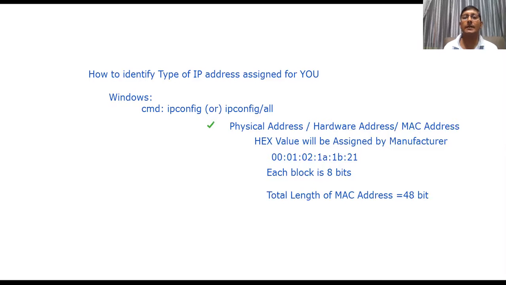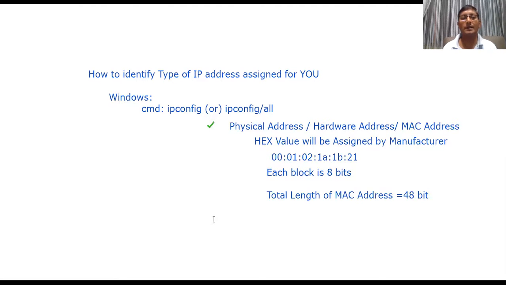32 bits, sir. So 32 bit is the length of the IP address. Then when you are going to take IPv6, the total length of the IP address is 128 bit. MAC address length is 48 bit. Each block is 8 bits. Hexadecimal value 6 into 8, 48 bit. This is one important information as administrator we need to remember.